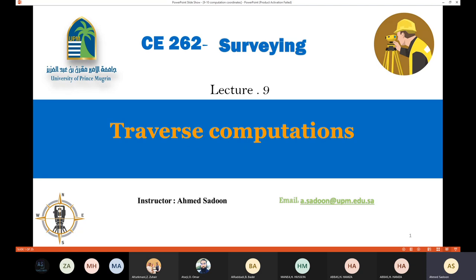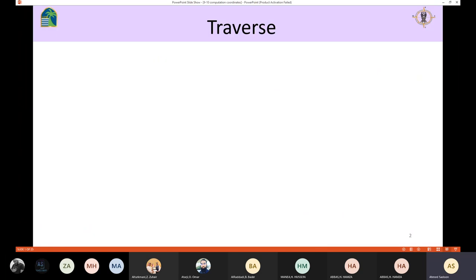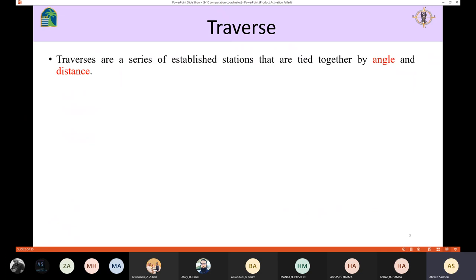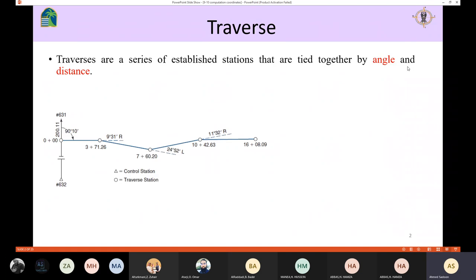And get started. In today's lecture, we are going to talk about traverse computations. In the previous lectures, we learned what is meant by traverse. Traverses are a series of established stations that are tied together by angle and distance. And the traverse could be open or it could be closed. We have a number of stations. They are tied together by angles and distance.